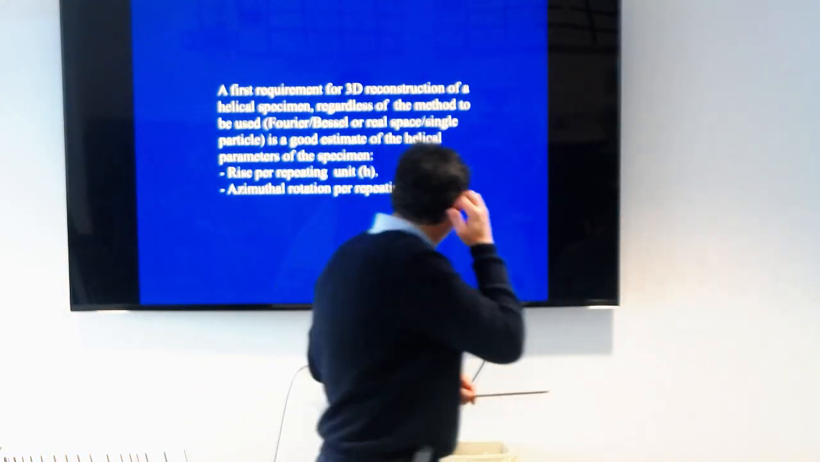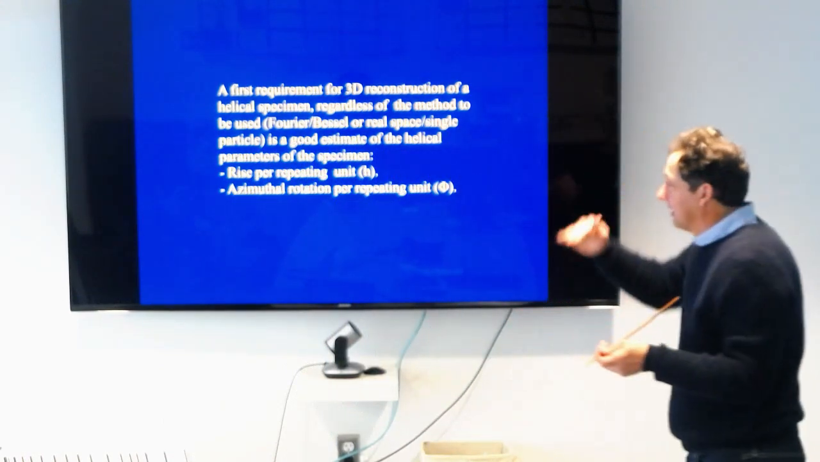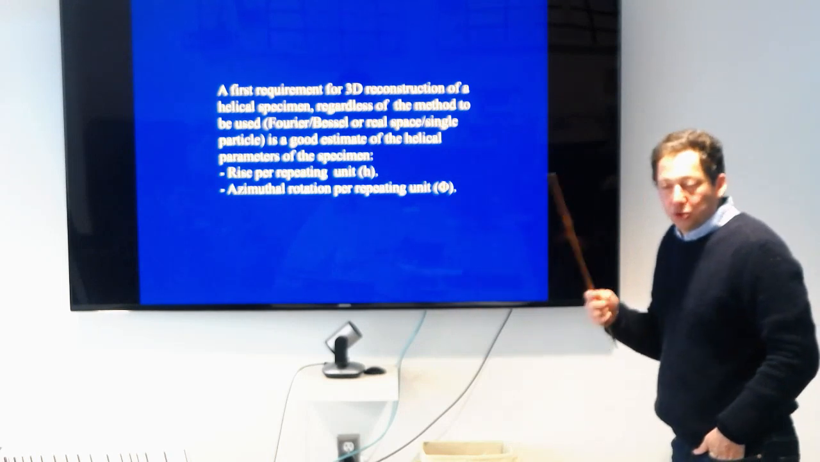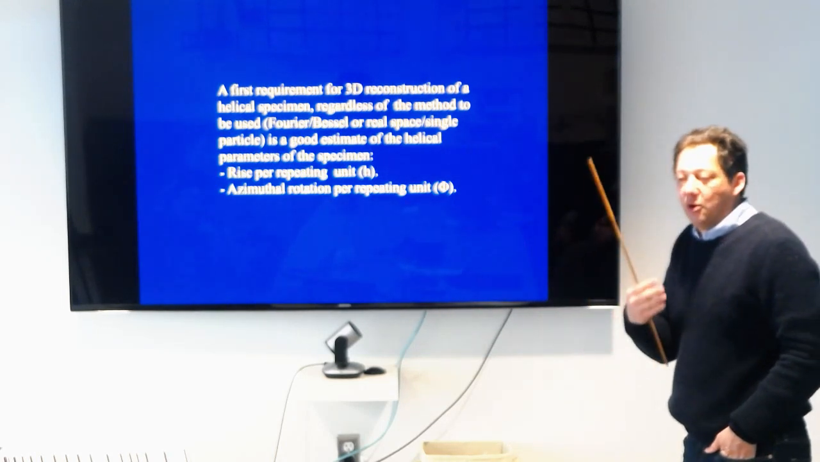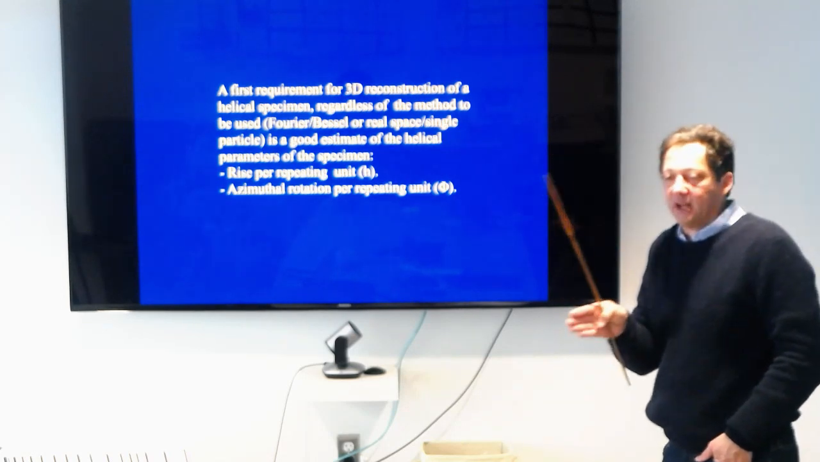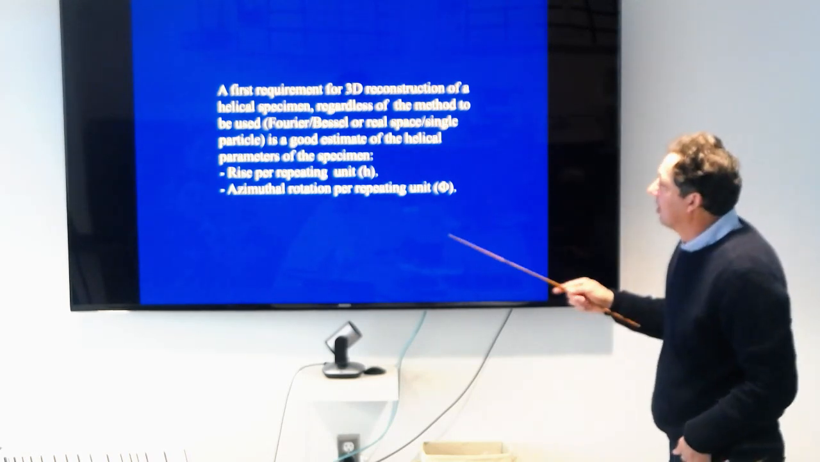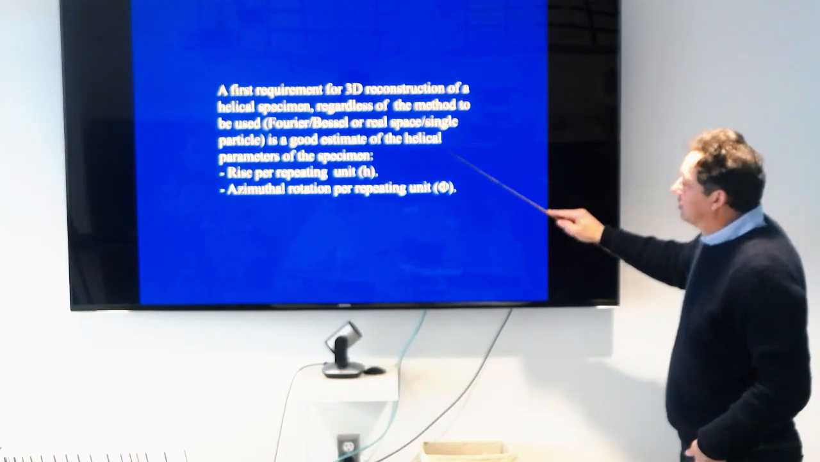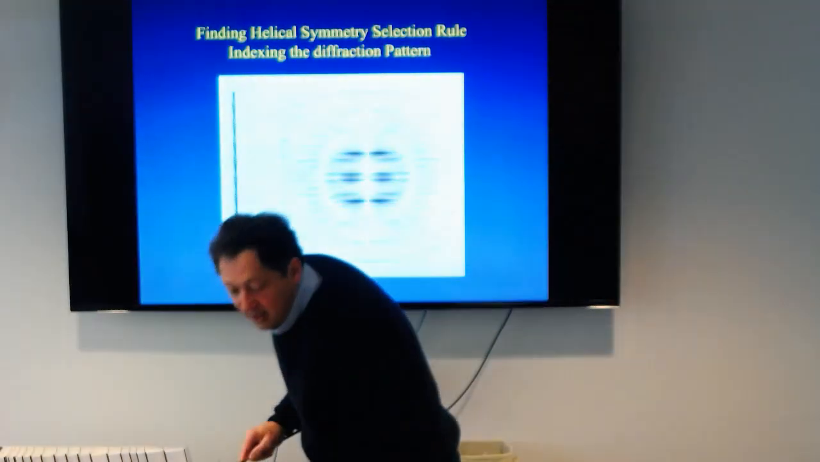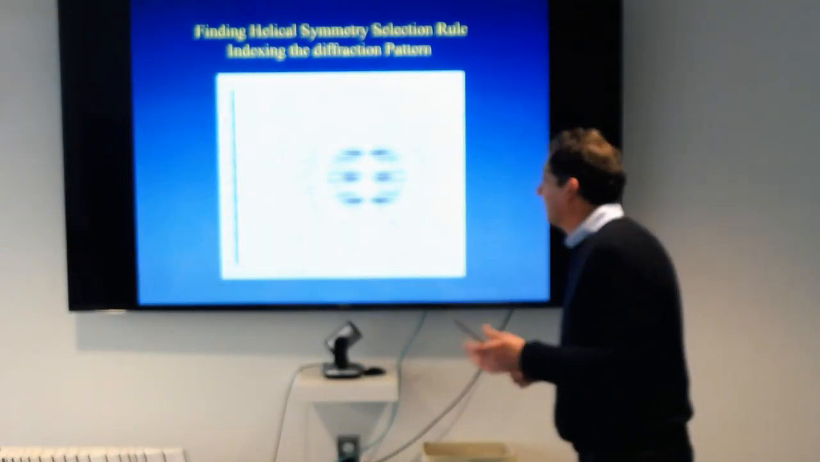So going back, and now we're going to spend more time on exactly the parameters: whatever method you use, and most likely you're going to rely on RELION or another method, it's good to have a very good idea what your helix is. So that's what we're going to spend some time doing, assuming that you have no idea what it is, which is what you're going to face.